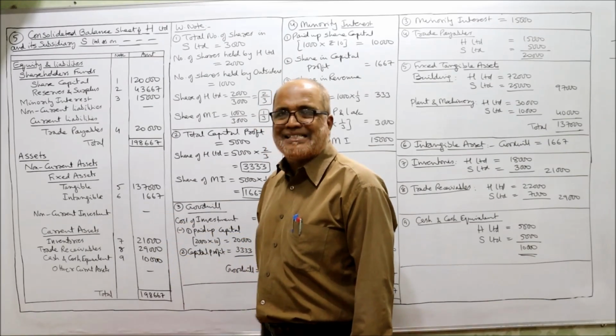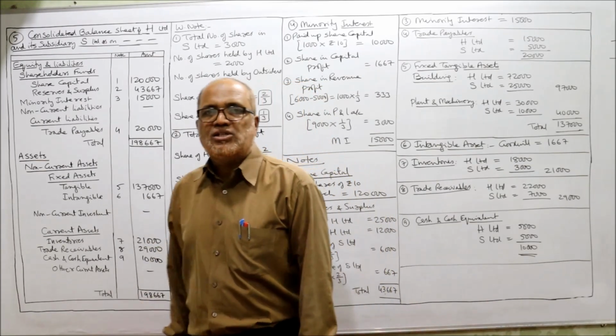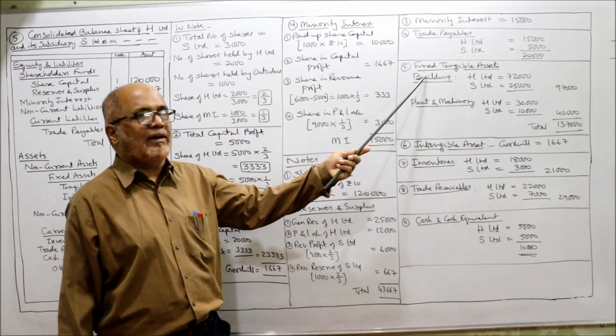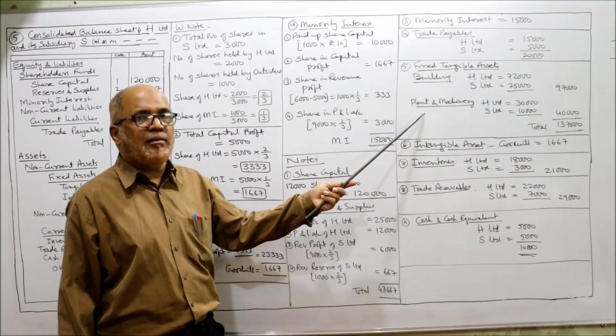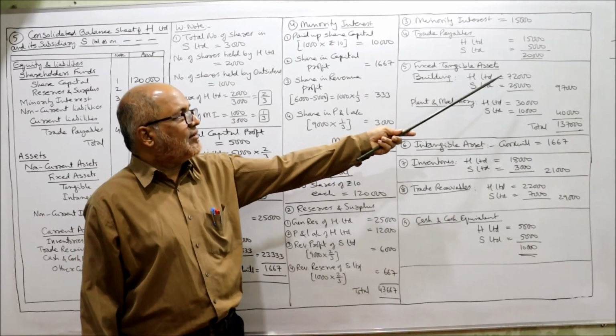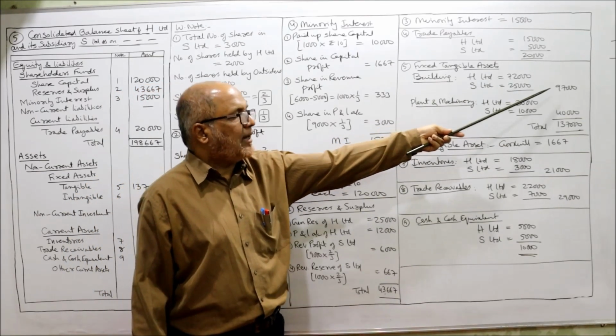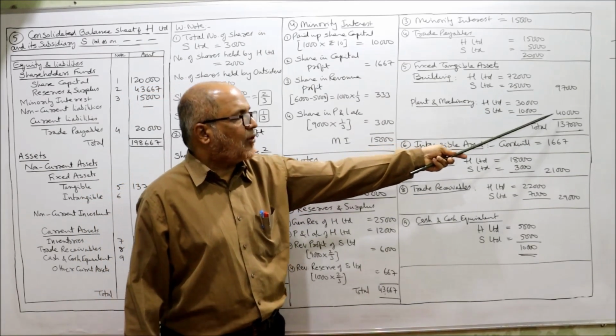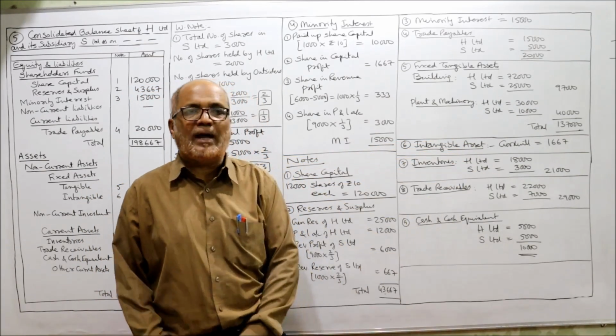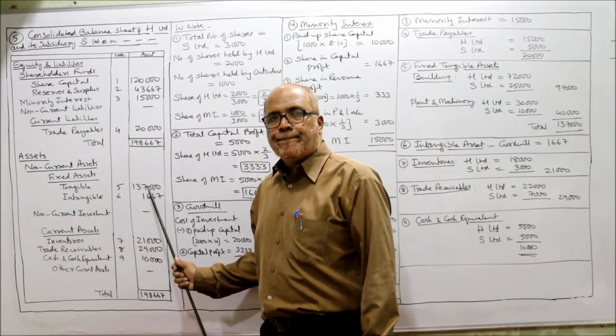Now I am coming to the asset side. Tangible assets, note number 5. Fixed tangible assets. We have 2 tangible assets, building and plant and machinery. For building, H Limited 72,000, S Limited 25,000, add up 97,000. For plant and machinery, H Limited 30,000, S Limited 10,000, total 40,000. Total of tangible assets 1,37,000.